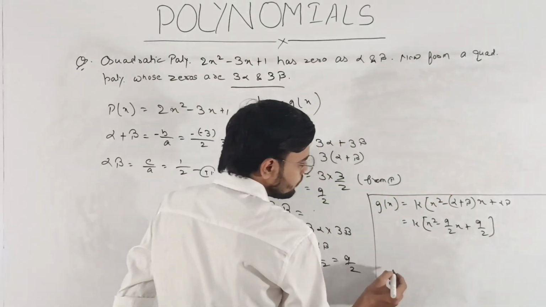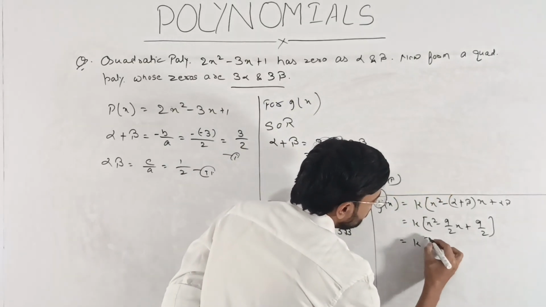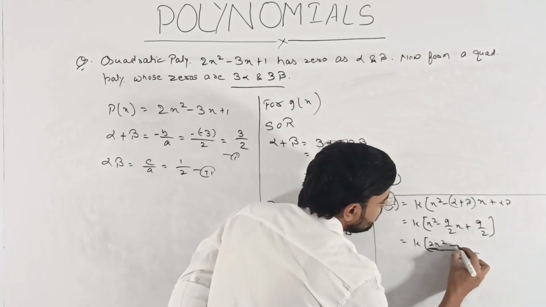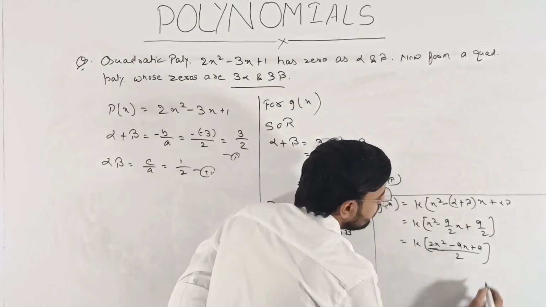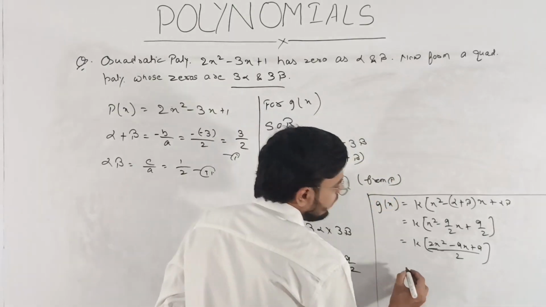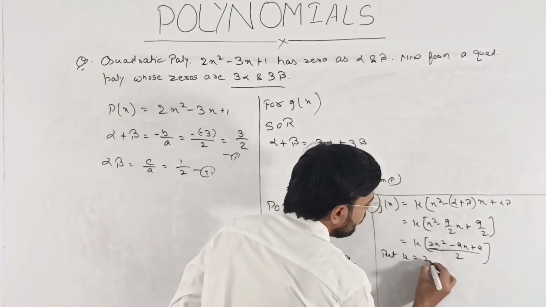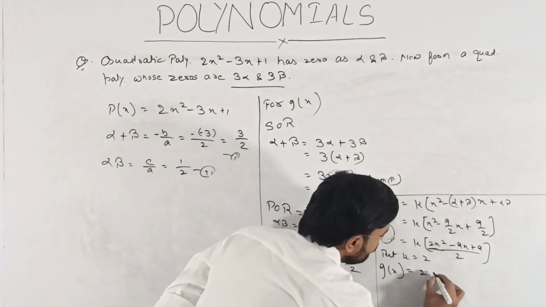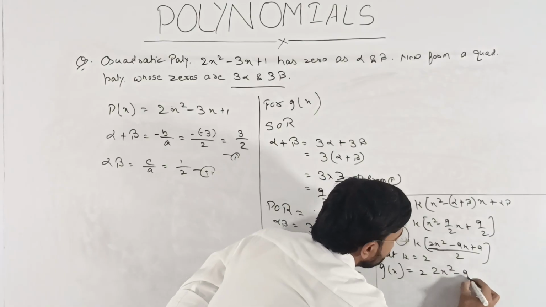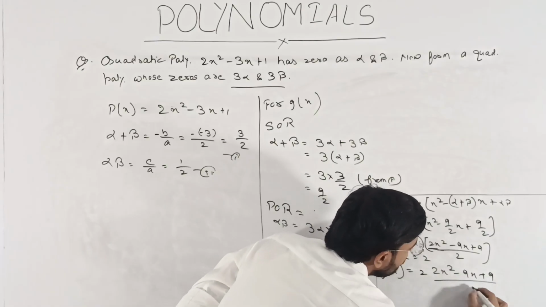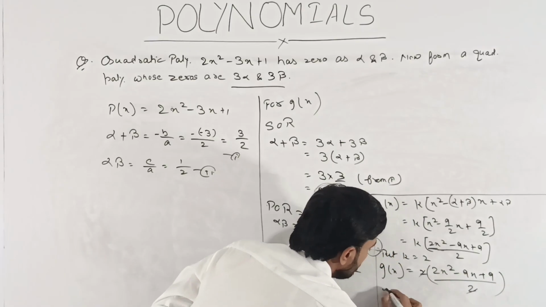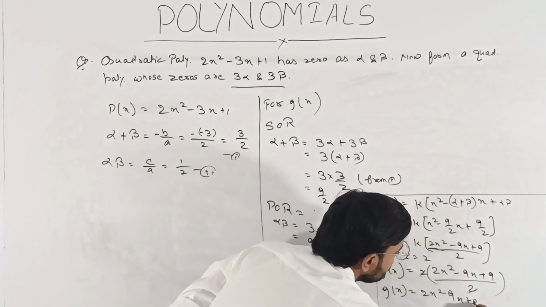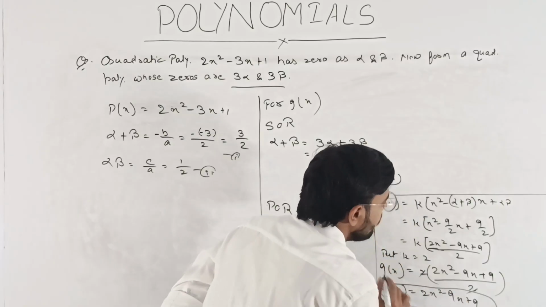Now look, here I take LCM. We take LCM as 2. Then this will become 2x square minus 9x plus 9. Now put k equal to 2. Why 2? Because we have to cancel these twos. Then when we put k equal to 2, g(x) is equal to (2x square minus 9x plus 9) upon 2. These twos cancel. Therefore our required polynomial g(x) is equal to 2x square minus 9x plus 9. This is our required polynomial.